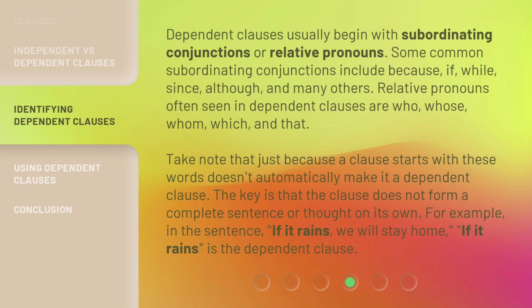Take note that just because a clause starts with these words doesn't automatically make it a dependent clause. The key is that the clause does not form a complete sentence or thought on its own. For example, in the sentence, "If it rains, we will stay home," "if it rains" is the dependent clause.